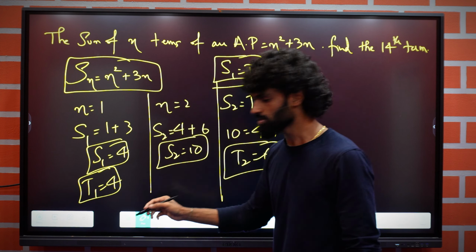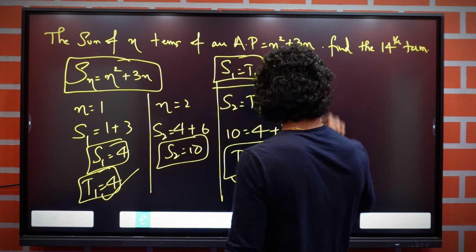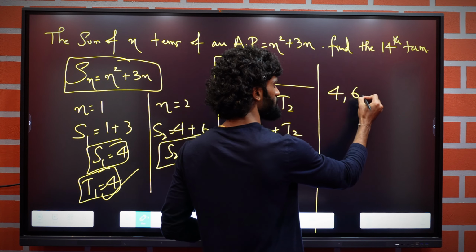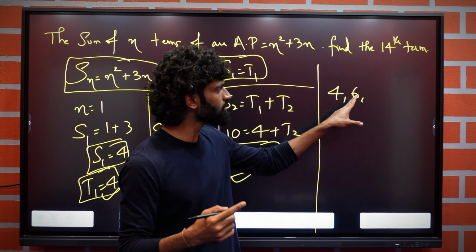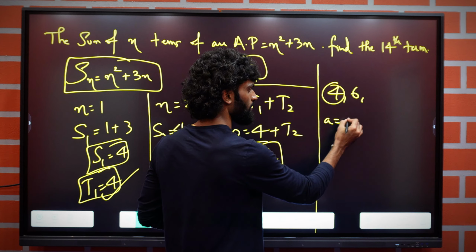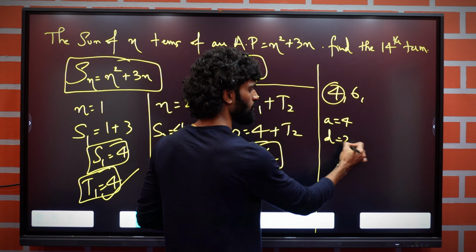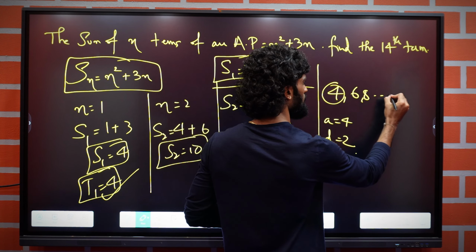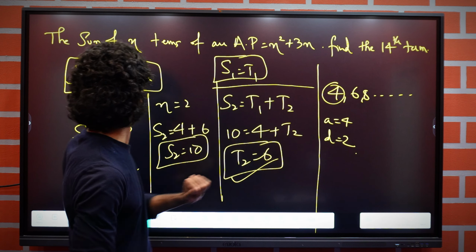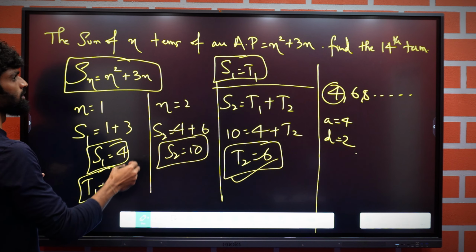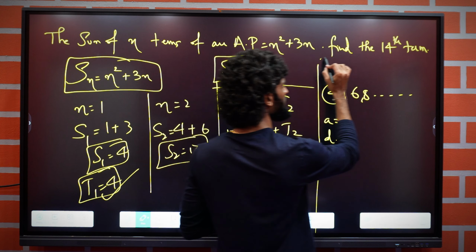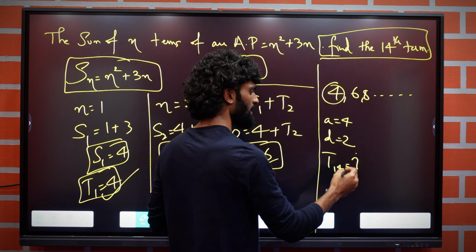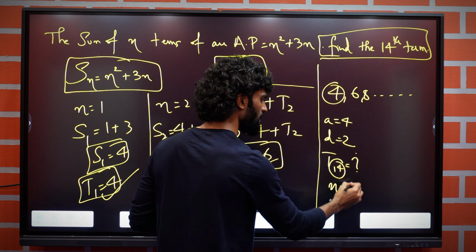Now, the reason I know this is because T1 I know, T2 I know. I'll start writing it in order, AP. So T1 is 4, comma, 6, comma, think. After 4, 6. Okay, first of all, A is 4. What's the value of D? 6 minus 4, 2. If the difference is 2, the next number will be 4, 6, 8. Keeps going on. I found A, I found D. I'm supposed to find the 14th term. In simple language, T14 equals question mark. For T14, the value of n here is 14.